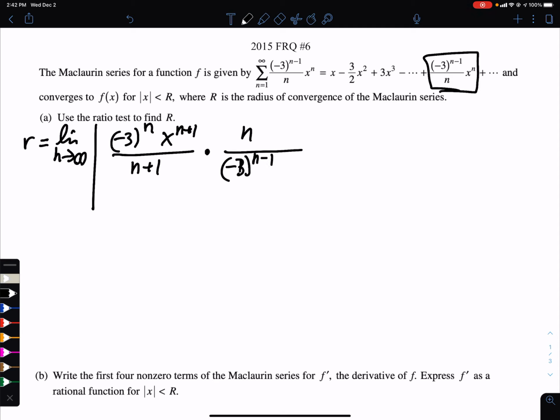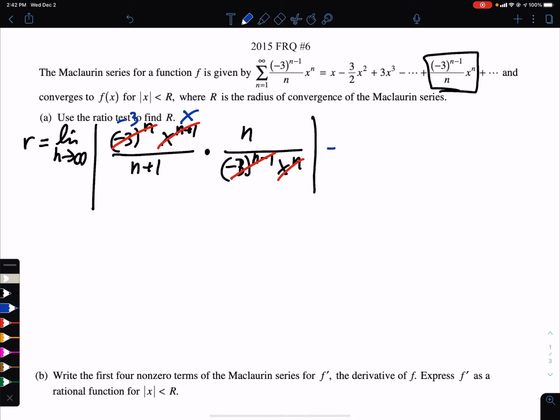Then we start canceling things. If you look, that has one more x than that does, so we cancel that and we'll be left with an x. And then, actually, that has one more negative 3. So when you cancel those, you'll be left with a negative 3 on top.